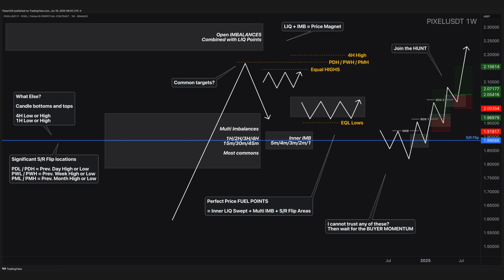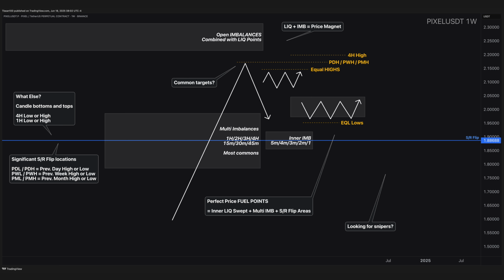So the idea here is to skip the MSB and wait for the first break of structure, the BOS, and then start trading. Because this time price is more likely to hunt the targets above. This can give you more confidence and trust in the upwards momentum.